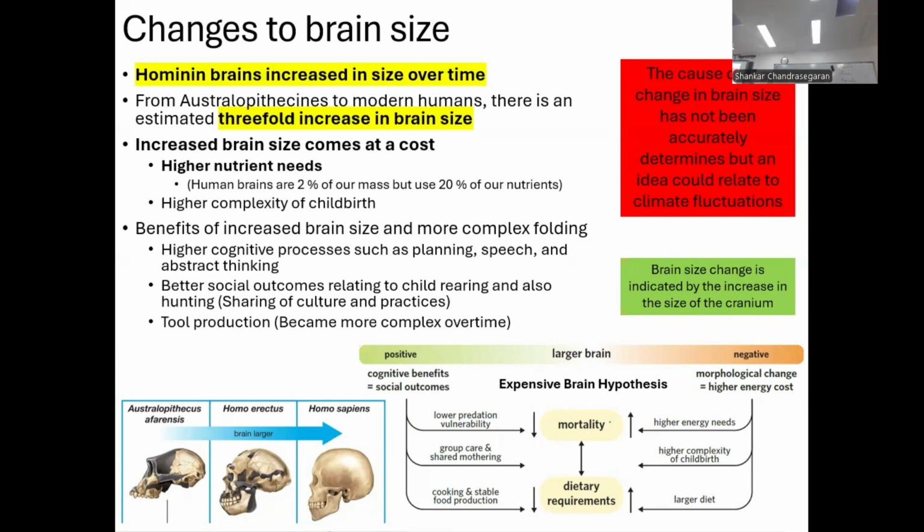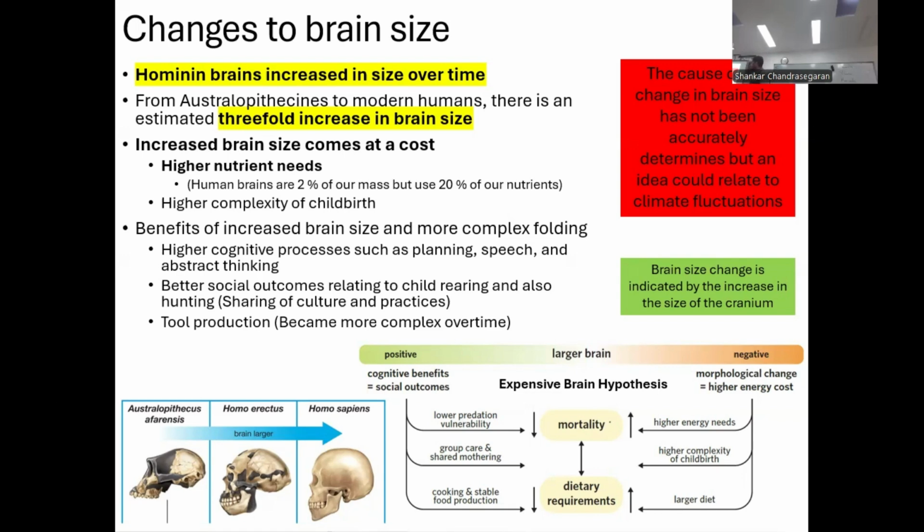Another disadvantage of increasing brain size is that it also presented a higher complexity during childbirth. Because think about it, bigger cranium, bigger brain size means that it has to be able to go through the birth canal, and sometimes, when it is increasing in size, it also increases the complexity at childbirth. Another one is that it required a larger diet. Basically, that comes underneath higher energy needs. So these are all the negatives of having a larger brain.